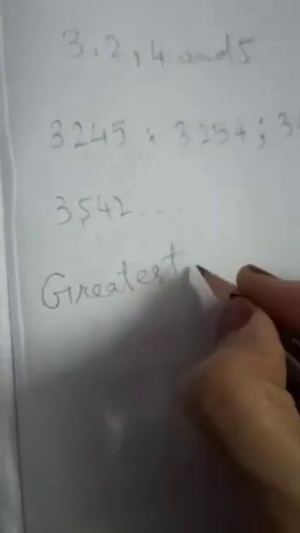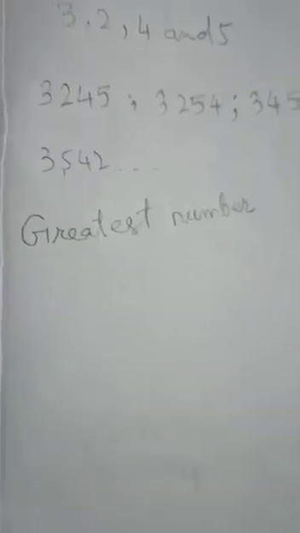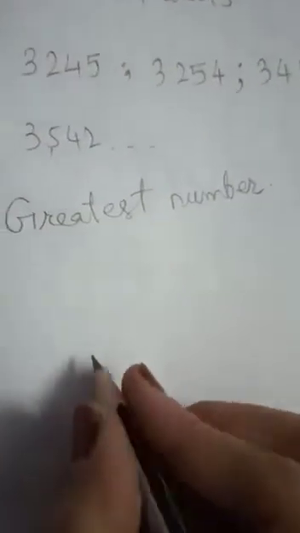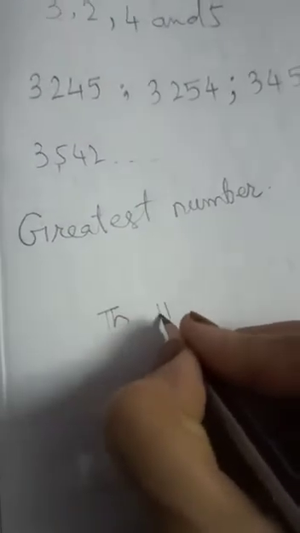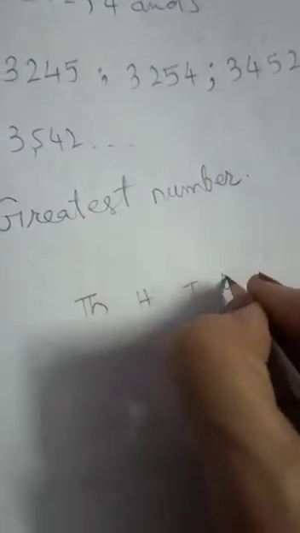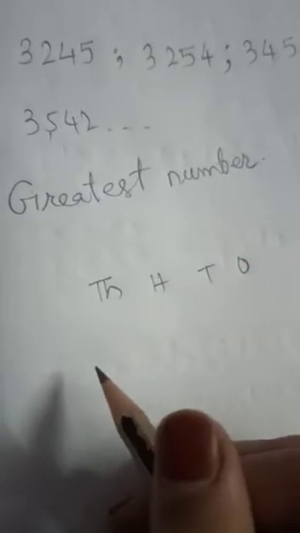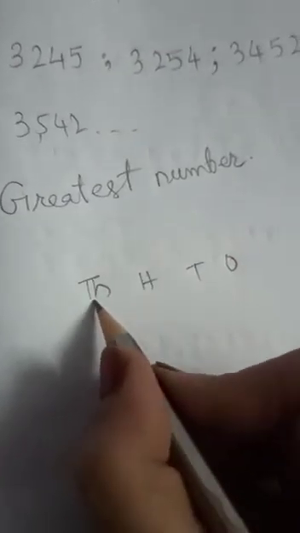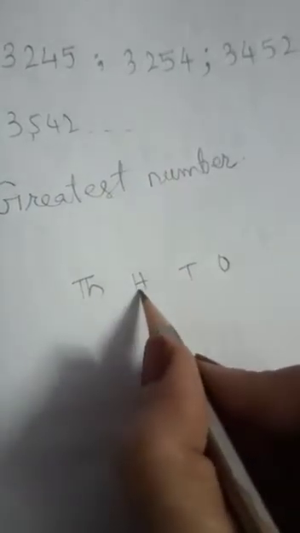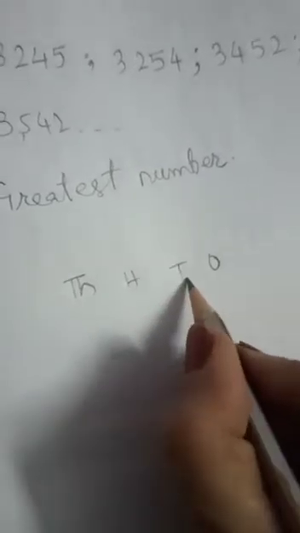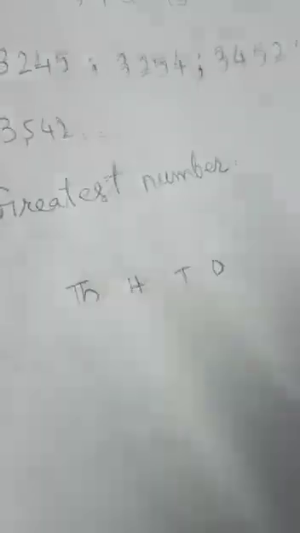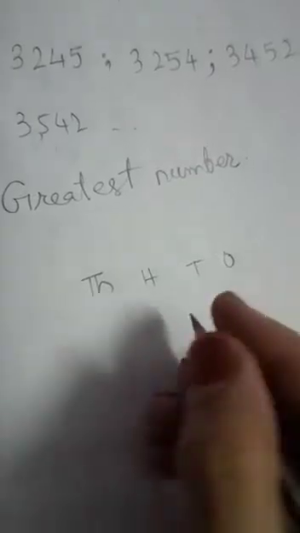Greatest number, that means the bigger one, the biggest one. We are forming the greatest number here. So in order to form a greatest 4-digit number, we put the greatest digit in thousands place, and then the second greatest digit in hundreds, and the third greatest in tens, and the fourth in ones. Like that only we have to arrange.